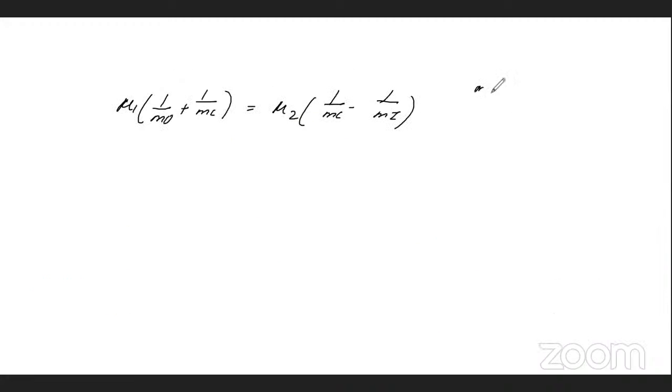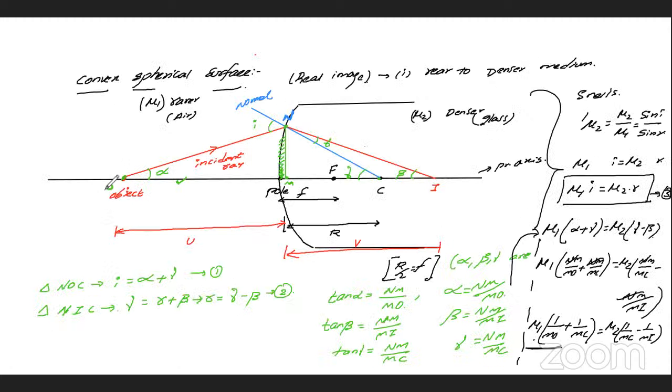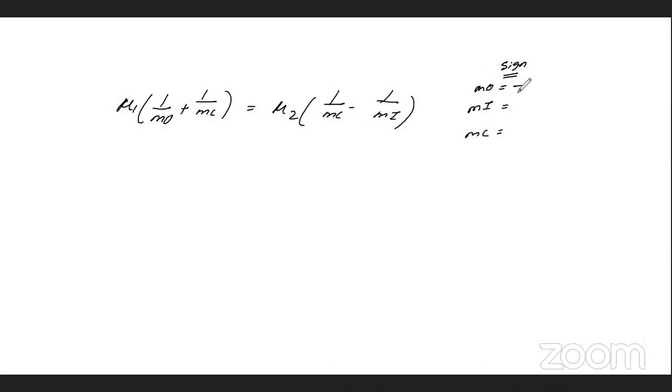From this relation, let's see what is Mo, what is Mi, and what is Mc. From the Cartesian sign conventions, Mo is nothing but your object distance. It is towards your left side, opposite to your incident ray, so I'll take it as minus u. Mi is your image distance. It is towards your right side, in the same direction as the incident ray, so it is plus v. And the center of curvature is towards the incident ray, so the radius of curvature is positive. I'm going to substitute that relation here.